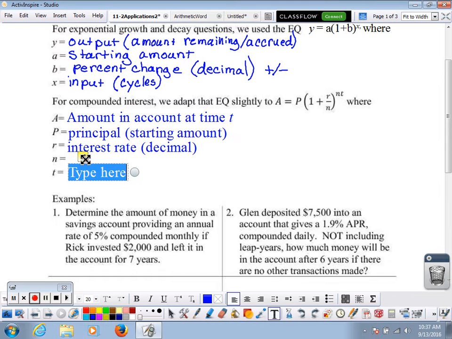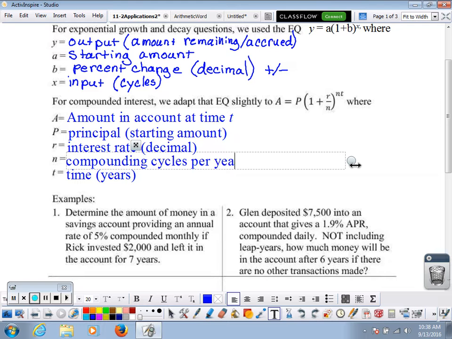Now, n is a little weird, so we'll come back to n. But t, what does t usually represent? Time. But the key is time must be given to us in years. So if they give it to you as days or months, we need to convert that to years. N is the kind of goofy one. It's the compounding cycles per year.